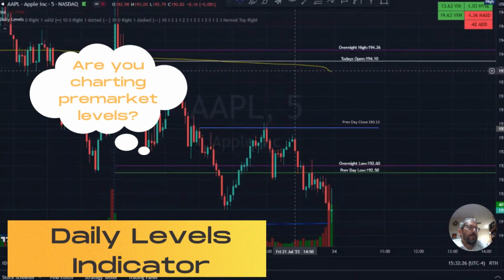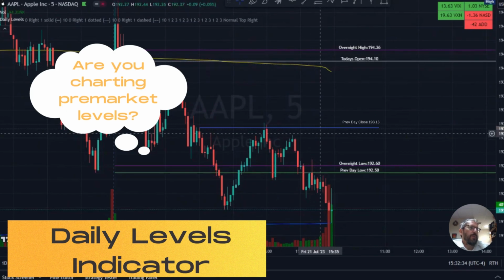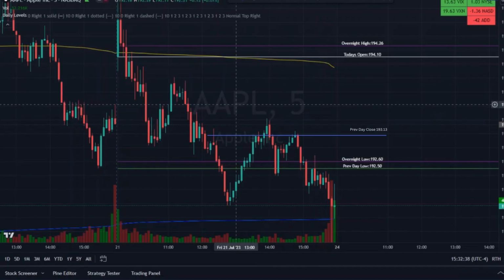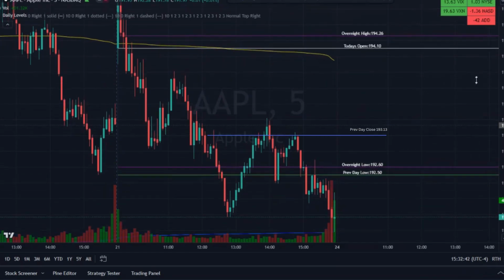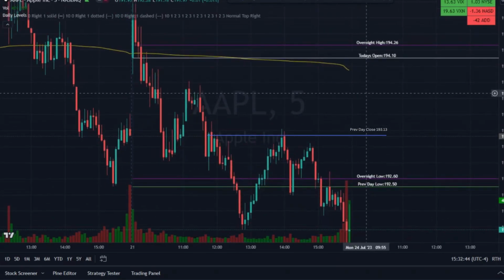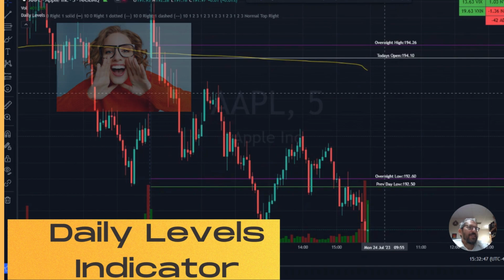One of the easiest things we can do for ourselves to improve our trading outcomes is to chart the pre-market levels. We can chart the overnight high, the open, the overnight low, and the previous day low. Even though this takes a minute or two, you'd be surprised at how many traders do not do this because they're just too busy, too excited, or who knows what. But this is a gigantic edge, and anyone who doesn't do this is really missing out on a big opportunity.